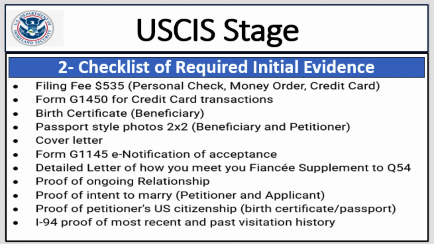Proof of ongoing relationship. You need messages, phone calls, chats, and everything that you think will work for your petition. And proof of intent to marry, from both the petitioner and the applicant. Proof of the petitioner's US citizenship must be a birth certificate or a passport. And the last one is the I-94, proof of most recent and past visitation history.